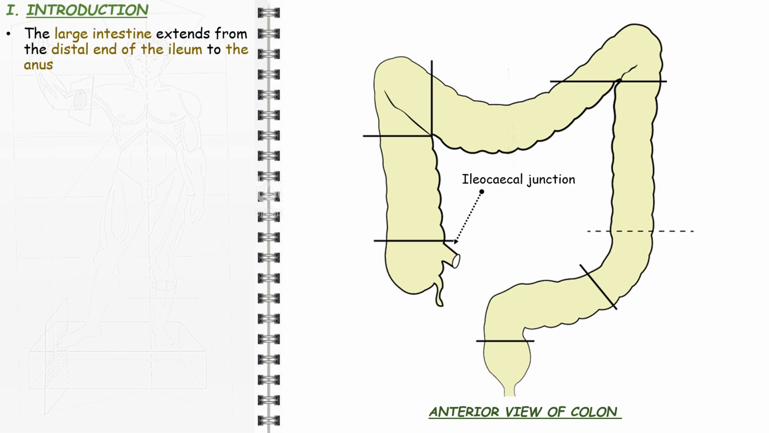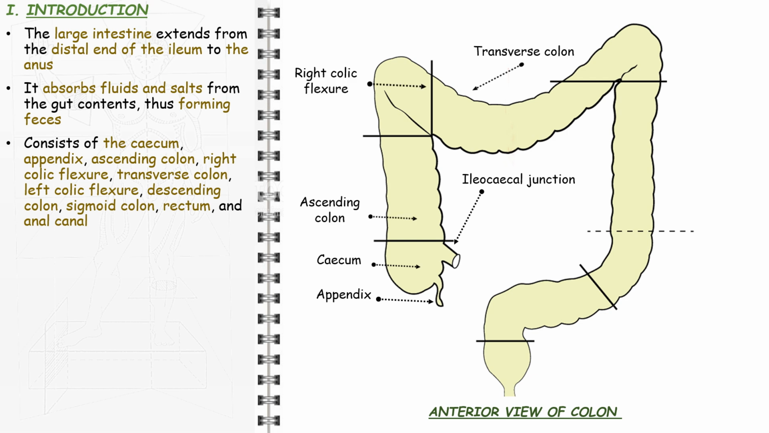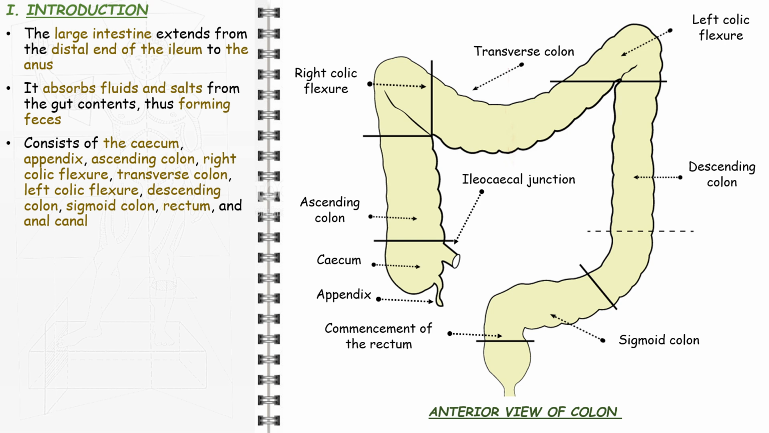It absorbs fluids and salts from the gut contents and forms feces. Consequently, it constitutes a septic environment, and breaching it is very dangerous. The large intestine represents the terminal portion of the gastrointestinal tract and consists of the cecum, appendix, ascending colon, right colic flexure, transverse colon, left colic flexure, descending colon, sigmoid colon, rectum, and anal canal. Although the rectum and the anal canal belong to the large intestine, they will be treated in a separate course later.